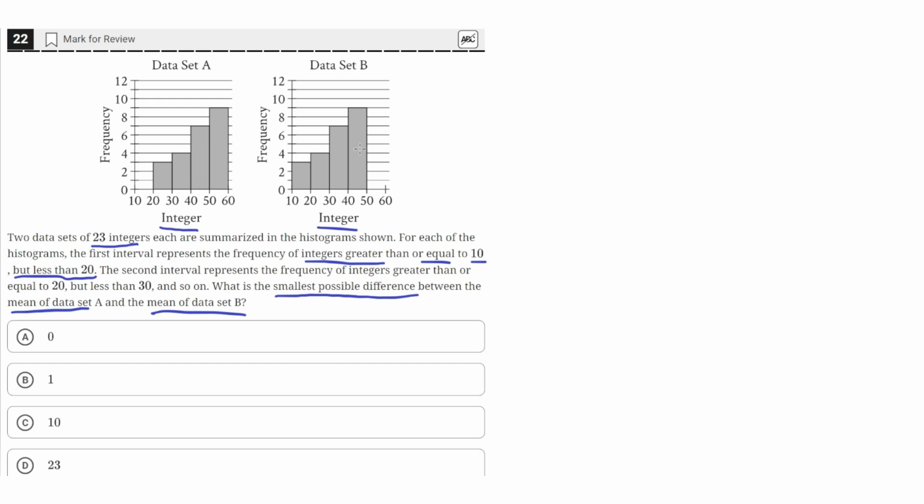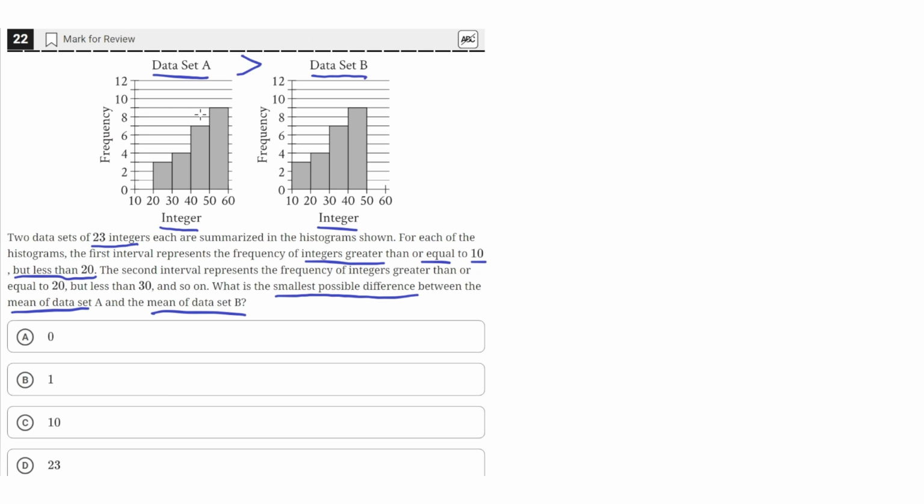And we see that they have the same shape, but dataset B is more to the left, than dataset A, which is more to the right. So that means dataset A's mean is larger than dataset B. And if we want to find the smallest possible difference, we need to find the smallest mean of dataset A possible and find its difference with the largest mean for B possible, because that would give us the smallest possible difference.